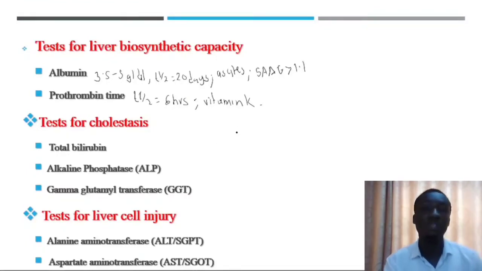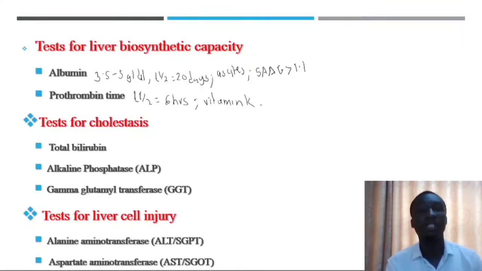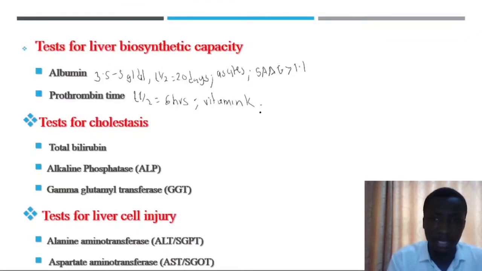What you do is give intravenous or parenteral vitamin K. If the patient is actually suffering from a liver condition, when you give the intravenous vitamin K, the prothrombin time will still remain increased. It will not decrease. But if it's a vitamin K deficiency, upon administration of intravenous vitamin K, it will stimulate the liver cells to produce the clotting factors and therefore reduce the prothrombin time. So that is how we do certain things.